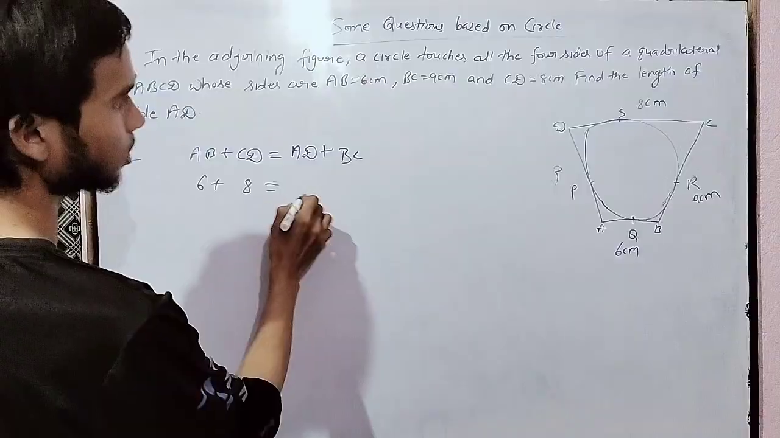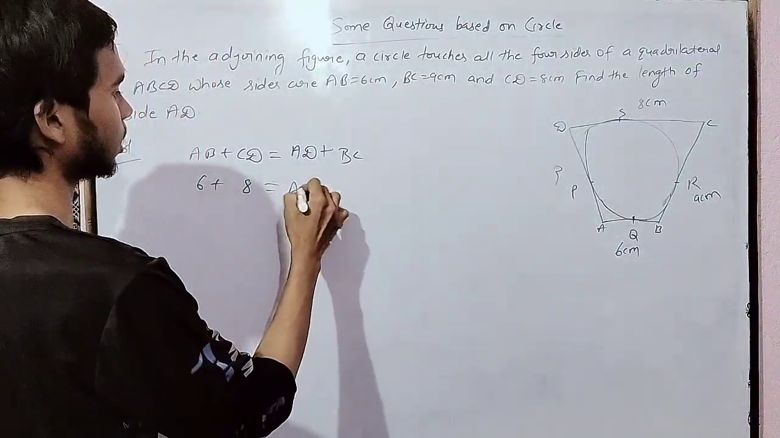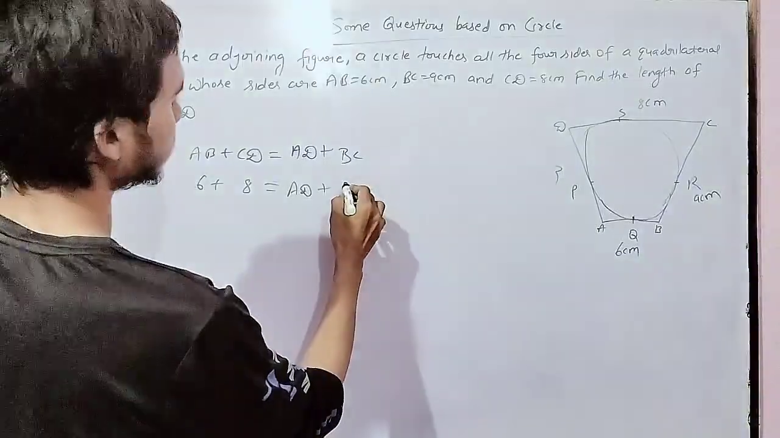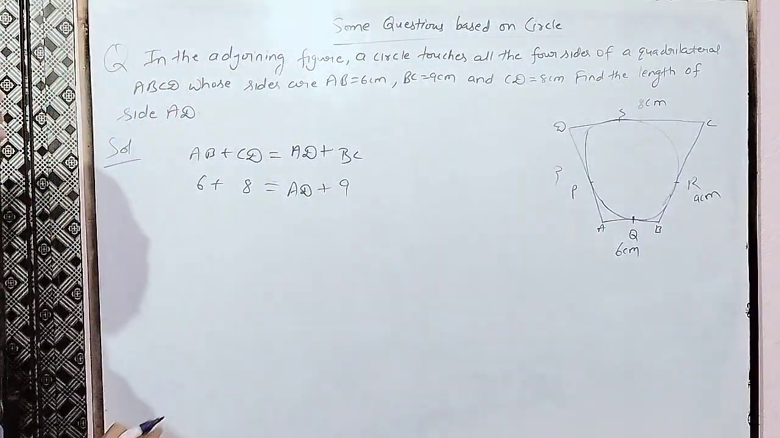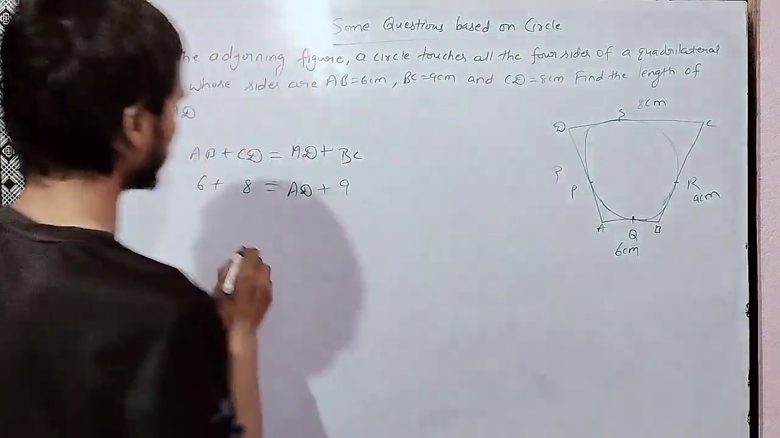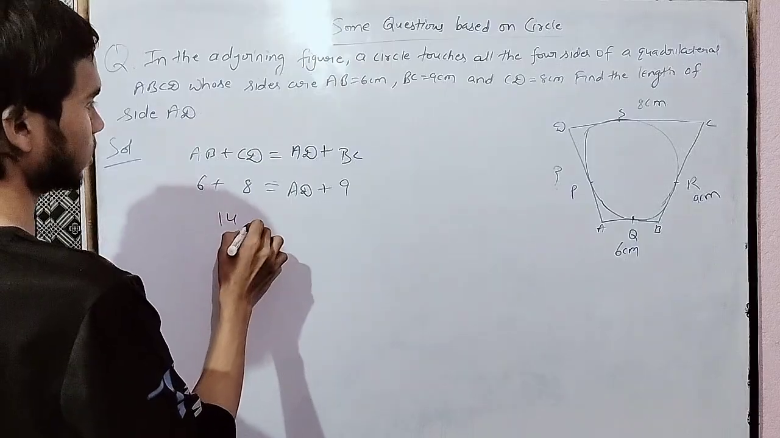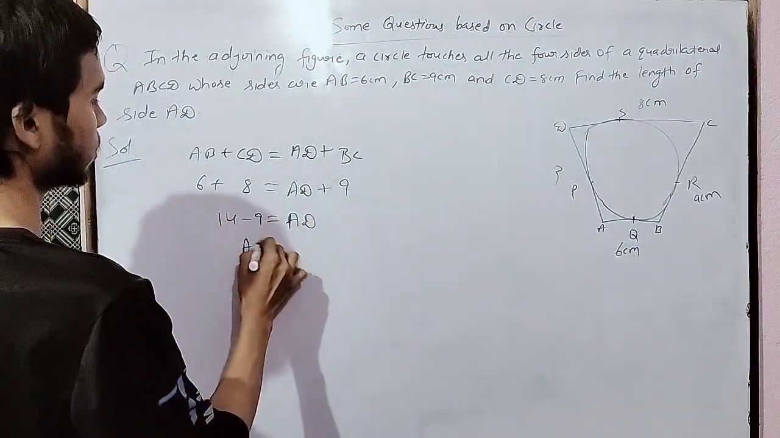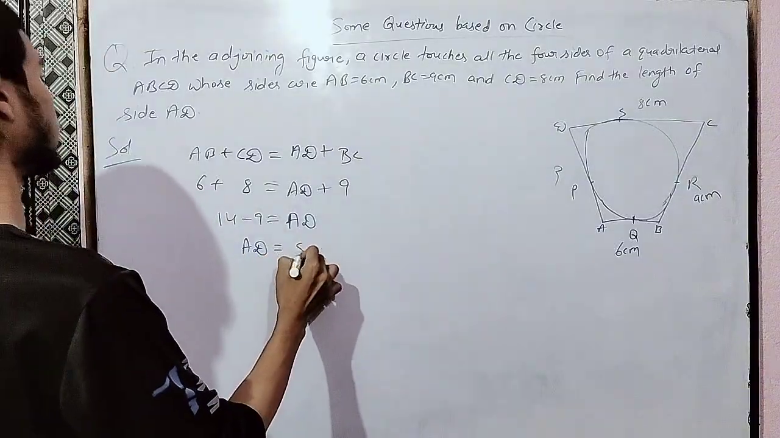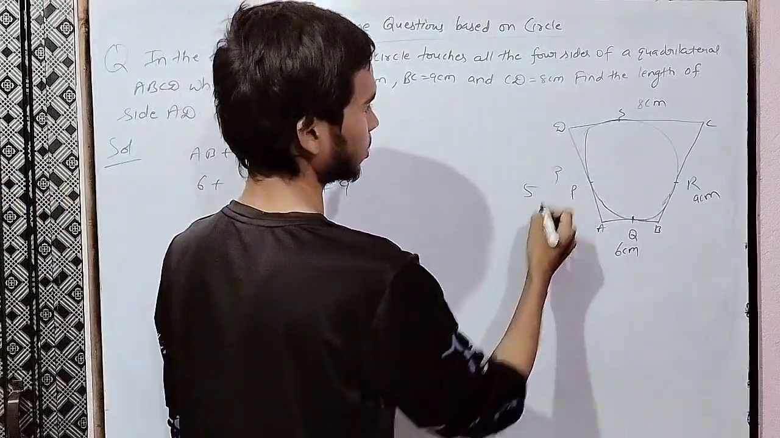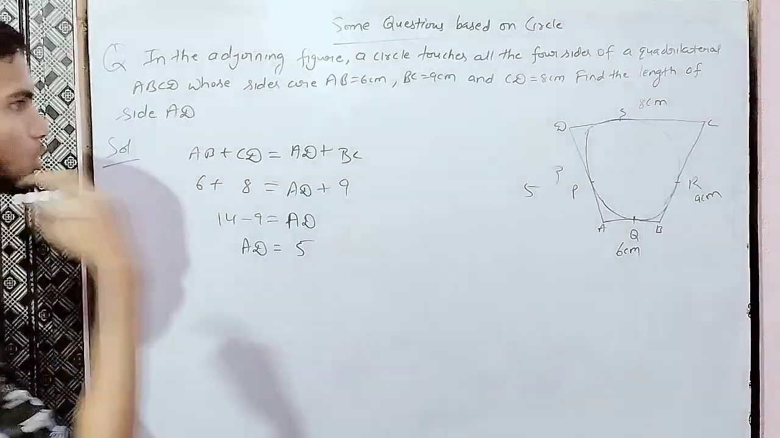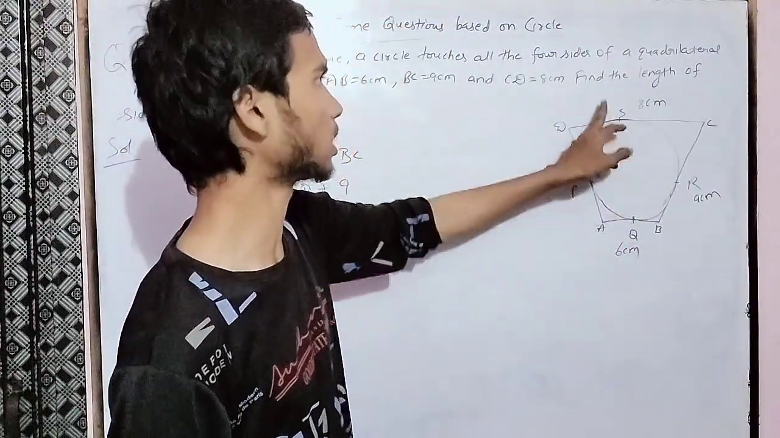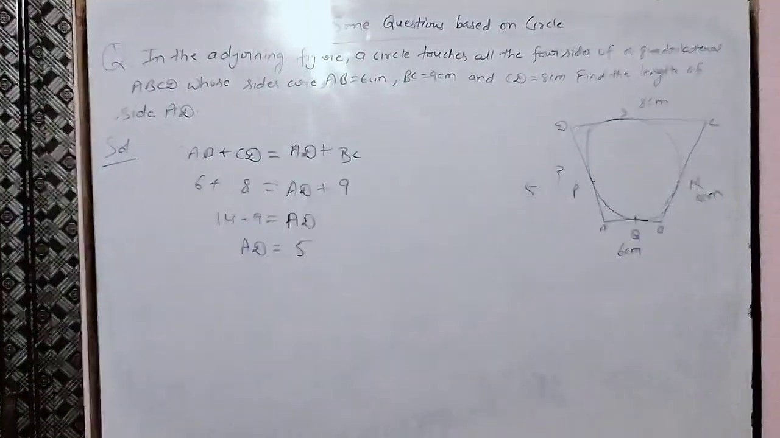AD is not given. We have to find this. BC is given, which is 9 centimeter. Now from here, we will get the measure of this. 14 minus 9 is 5. So it is 5. So the sum of this side will be equal to the sum of this and this side. That's all.